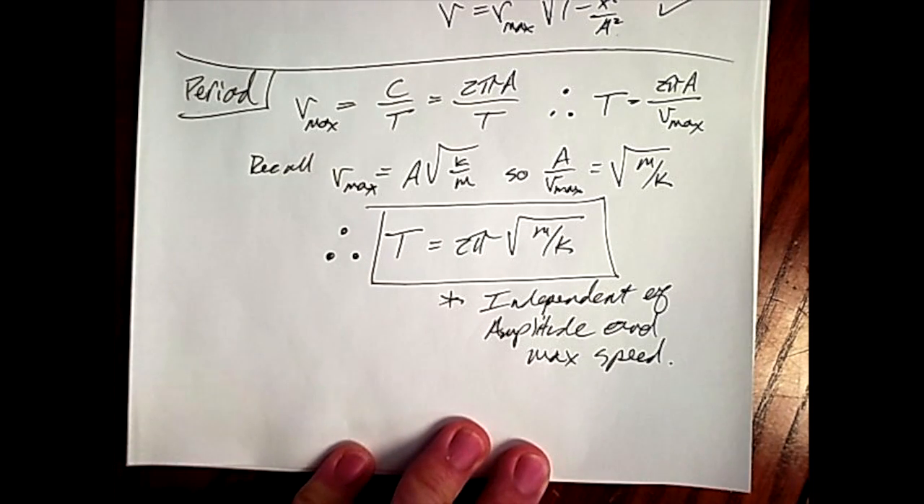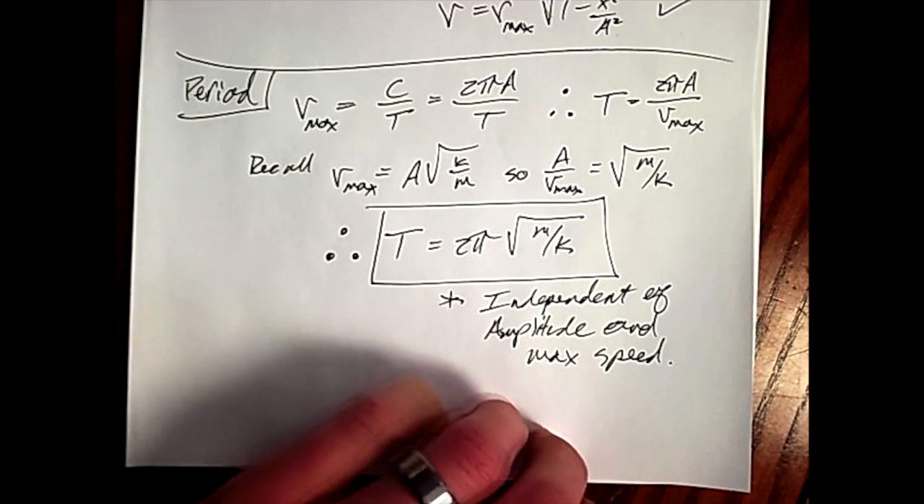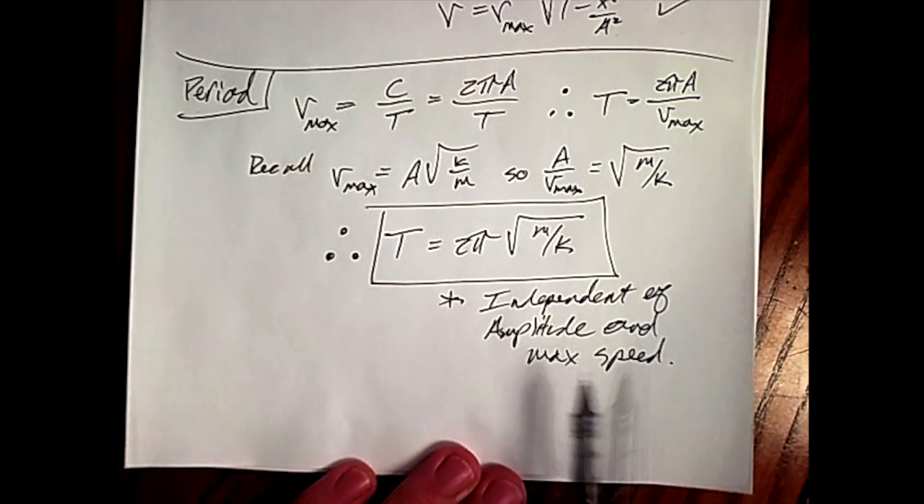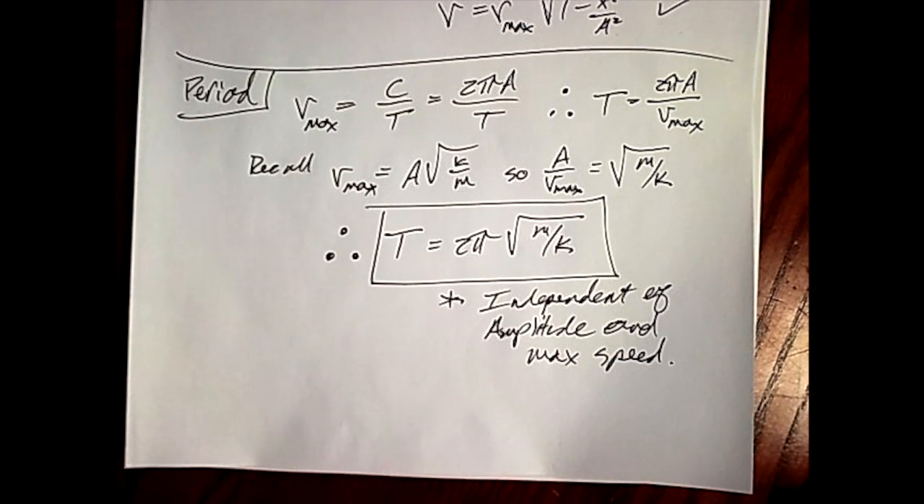This is very, very intriguing because of the fact that a mass hung on a spring will vibrate the exact same no matter how far I stretch it out before I let go. The period is independent of amplitude and maximum speed. This is remarkable because in terms of simple harmonic motion, that means that a vibrating system will vibrate with the same frequency and period regardless of how far away the system has been displaced at the initial conditions.